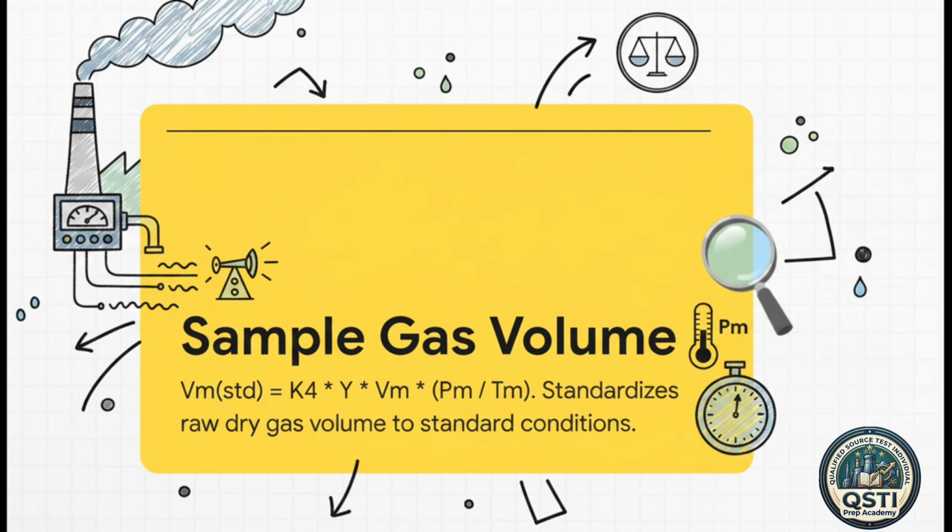Next is equation 4.3, which standardizes your dry gas volume. So Vm is your raw dry gas volume measured directly by the meter. You take that, multiply it by your meter calibration factor, Y, and adjust it based on the ratio of your barometric pressure, Pm, over the absolute temperature at the meter, Tm. Finally, multiply that whole thing by the K4 constant. This basically levels the playing field so all your data sits perfectly at standard conditions.